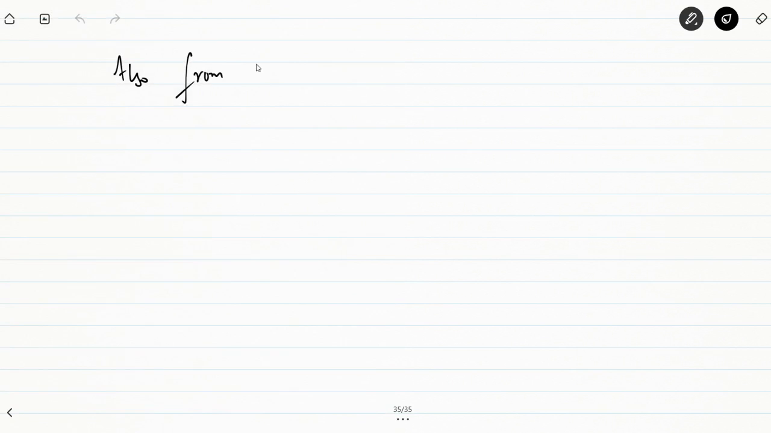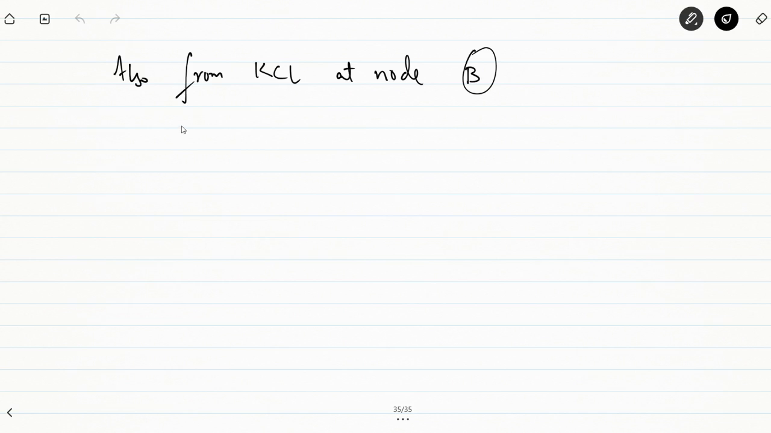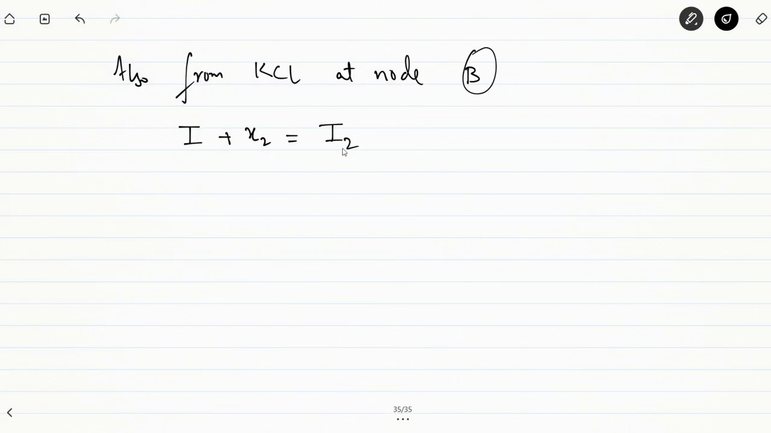by applying KCL at node B। ठीक है। KCL at node B means जो वहाँ से करंट आ रही है ऊपर से, let this current be I, that current is equal to current coming plus actually I plus x2 is equal to, let this be I1, this be I2. I1 plus x2 is equal to I2.